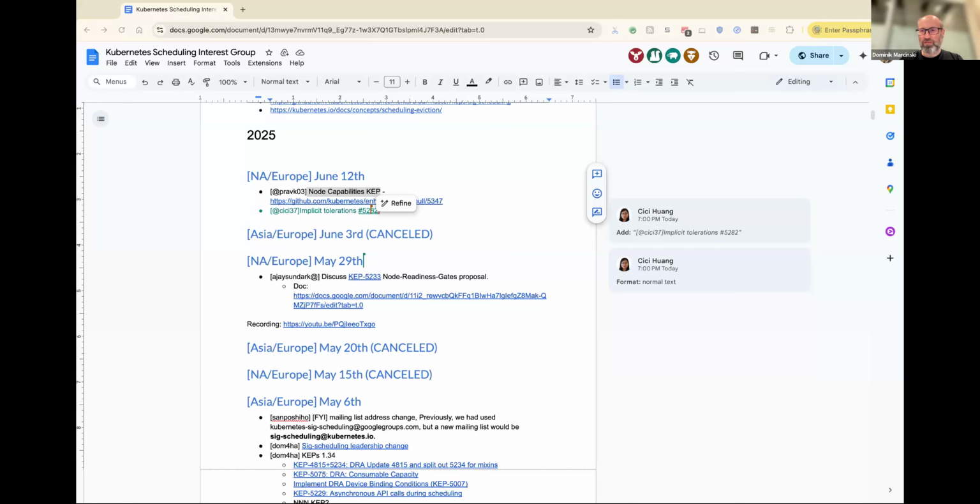So we have two topics on the agenda. And the first one is about node capabilities KEP.